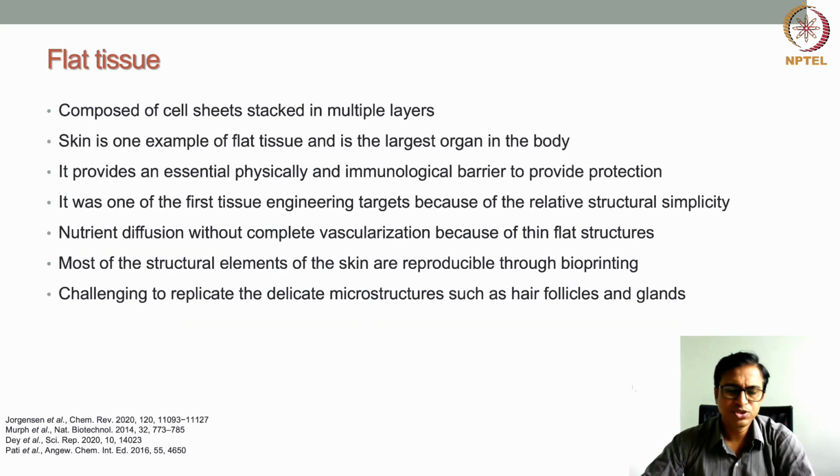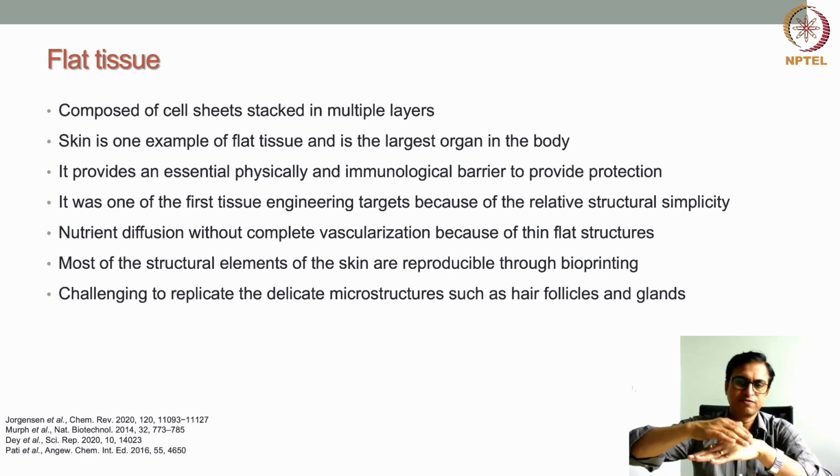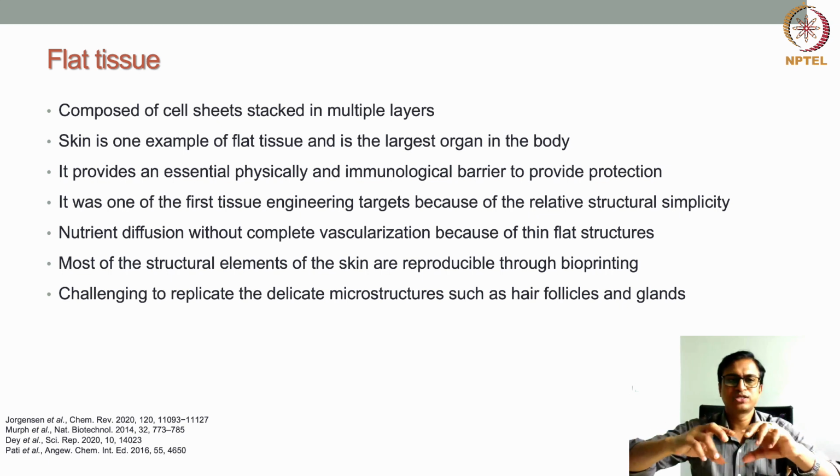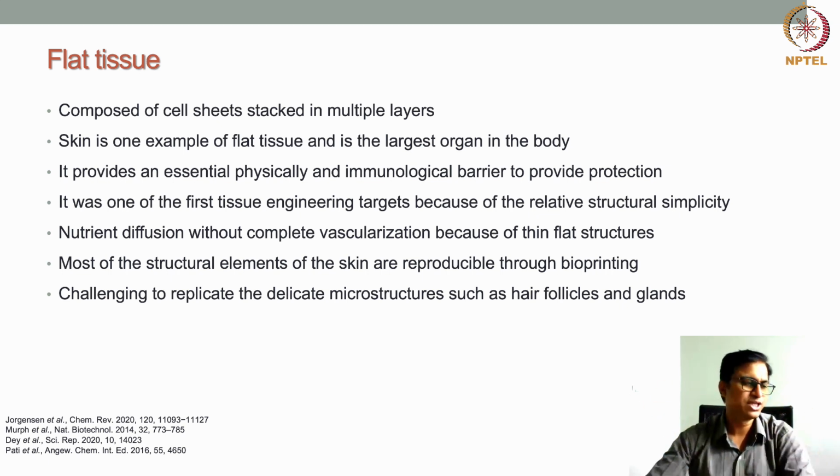Flat tissues are mostly composed of cell sheets stacked in multiple layers. You can think of flat tissues like cell sheets arranged in a layer by layer manner, stacked. Accordingly, in bioprinting you can also print different cellular layers, layers of cells, and then you can come up with the whole tissue.